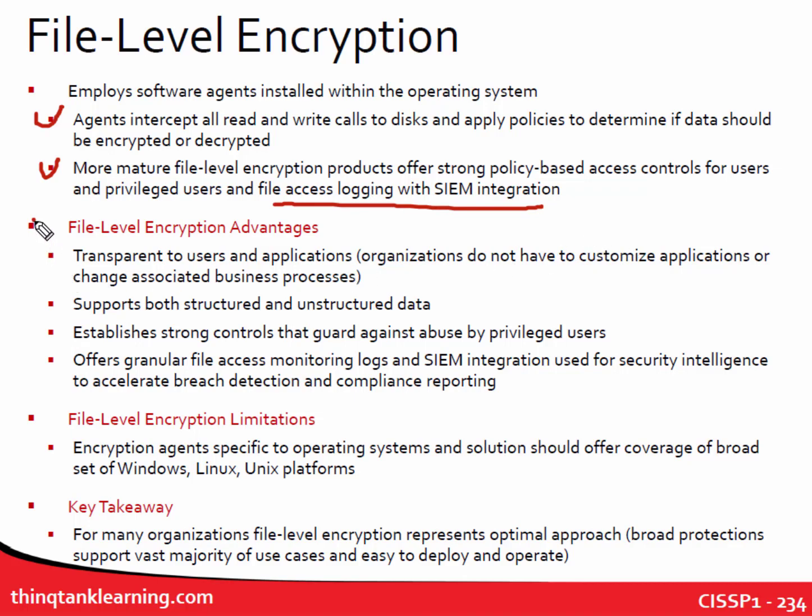What are some of the advantages? Again, it can be transparent to the users. It supports structured and unstructured data. Full disk encryption does that as well. We establish strong controls, assuming we're using mainstream encryption techniques. But this is the main thing: granular file access and granular file protection. The encryption agents are typically specific to the operating system, so that is a limitation. For many organizations, file-level encryption represents an optimal approach as opposed to full disk encryption.